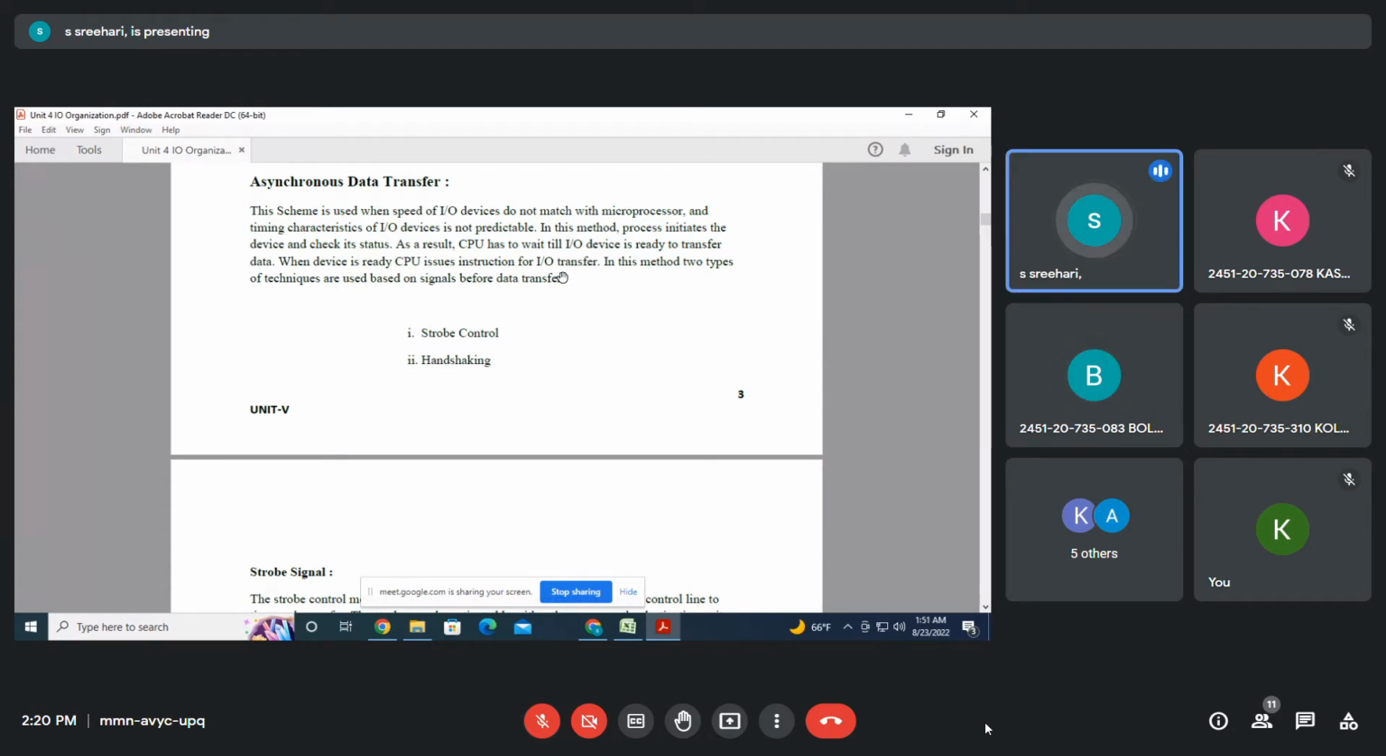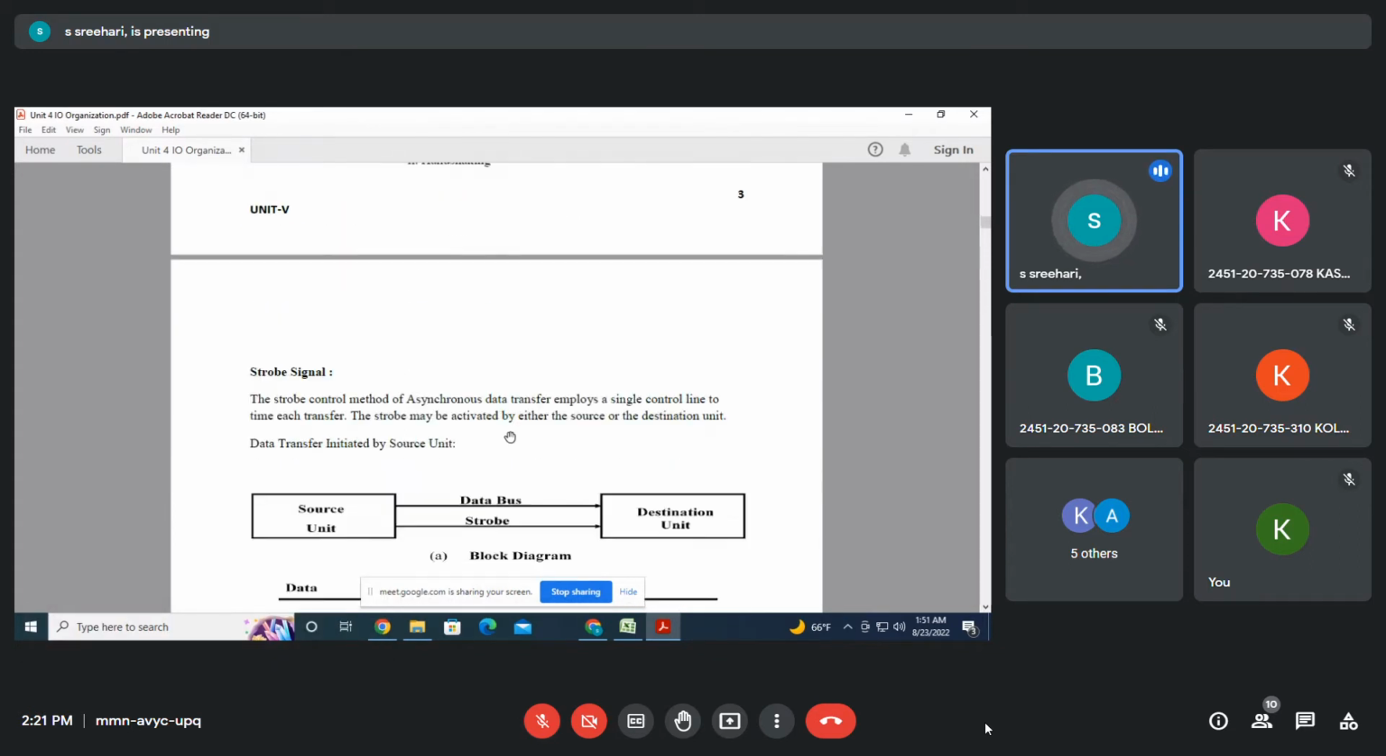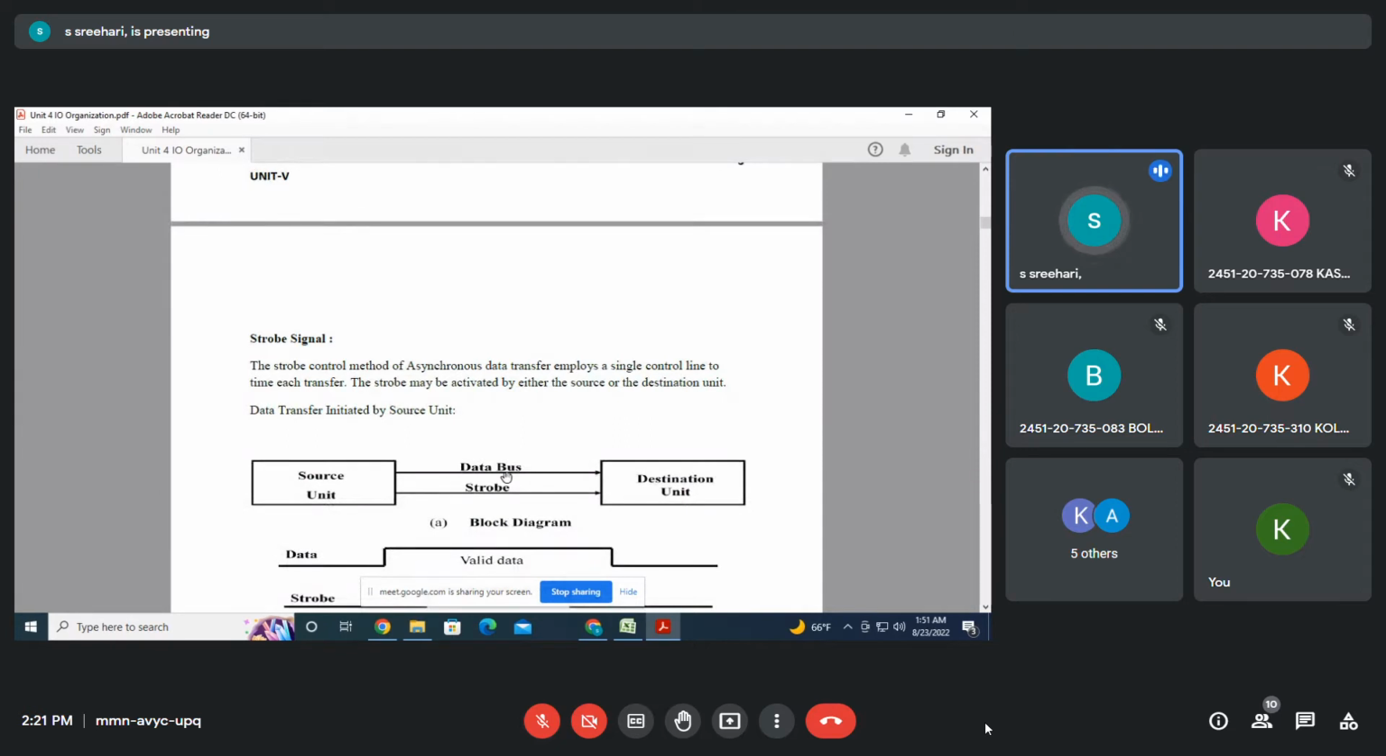Yes, strobe control, and one more is handshaking. These two are the methods we are going to use to transfer data between your IO devices and CPU. So what is the strobe control? It is going to have only two signals. One is for your data and one is for your strobe signal.